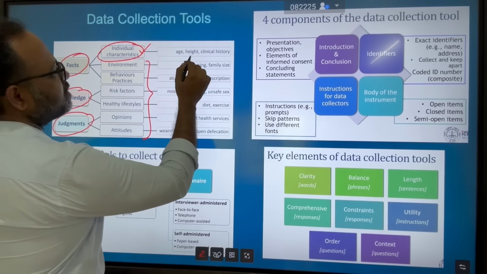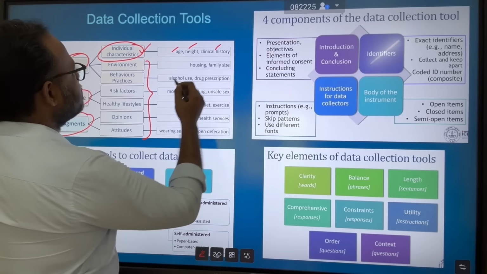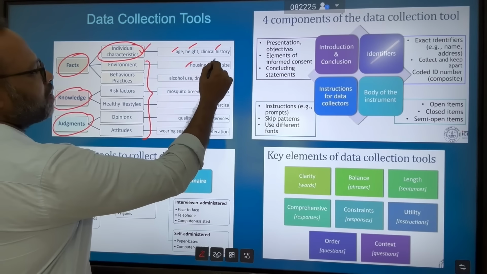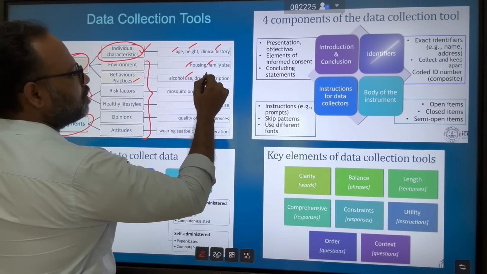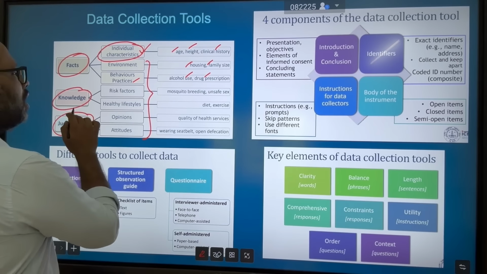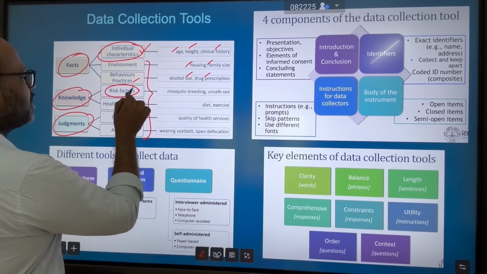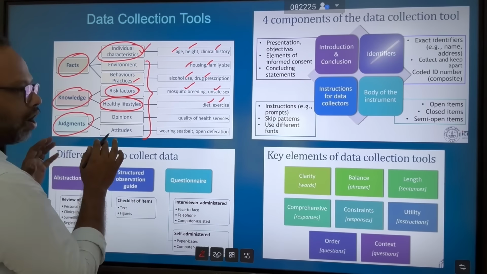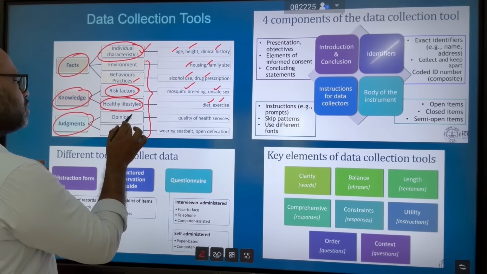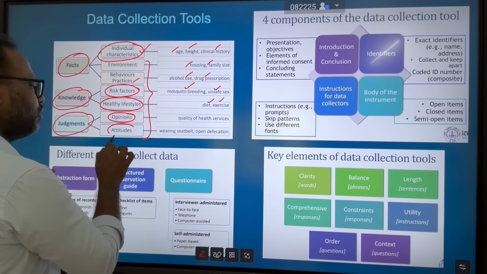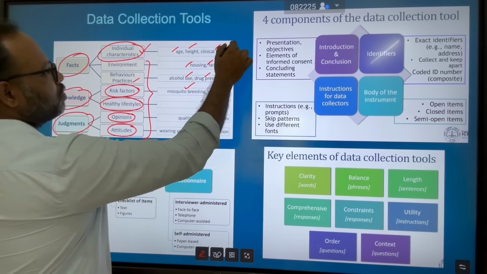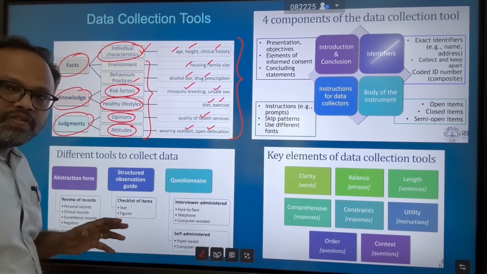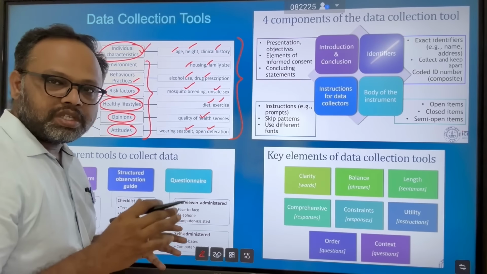So individual characteristics, example, age, height, clinical history. For environment, it is housing and family size. Under facts, we have behavioral practices that can be alcohol use and drug prescription. Under knowledge, we can assess some of the risk factors and lifestyles. The judgments of people also can be asked as a question. So that is opinions, attitudes, their attitude about open defecation can be asked in the data collection. So these are all the different kind of data which we can collect from the participants in our research.